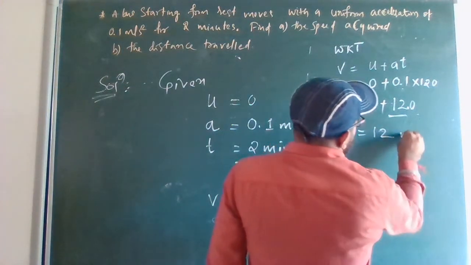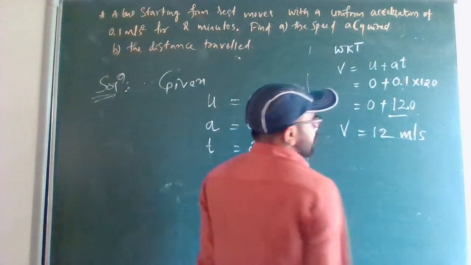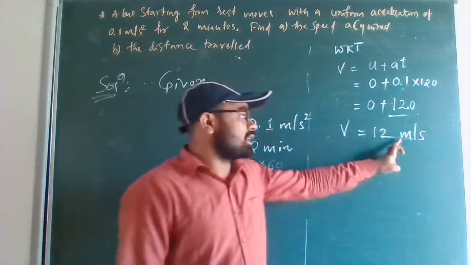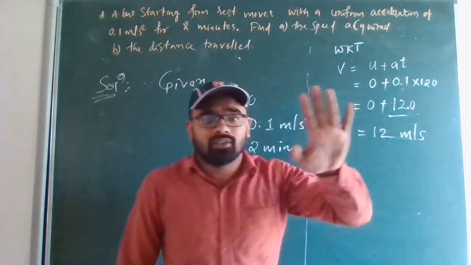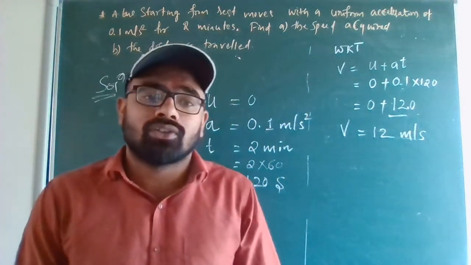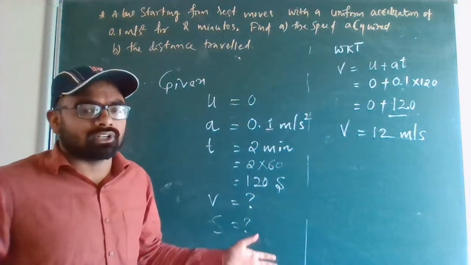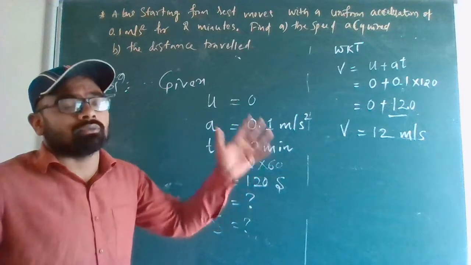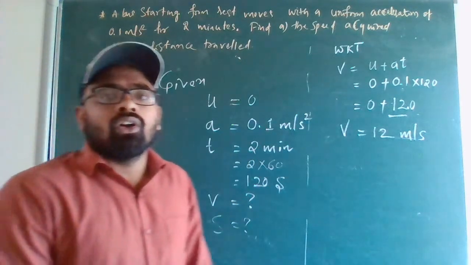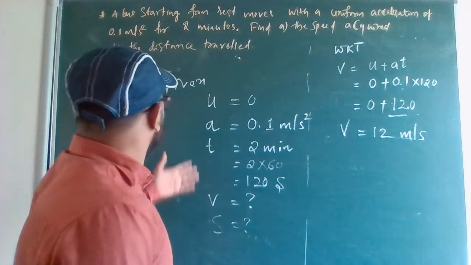So v is equal to 12 meter per second. So units, very well. After finding the answer, you have to write the unit. Don't forget writing the units at last. Velocities are in meter per second, acceleration in meter per second square, time is in second. Okay, second one is distance.